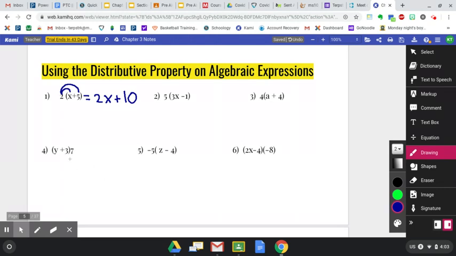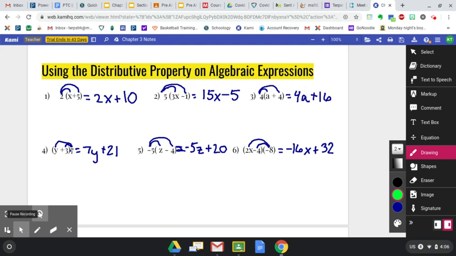Now, looking down at number 4, notice that the number comes afterwards. It's the same thing. It's a multiplication problem. So I can take 7 times the y and get 7y. And I can take 7 times positive 3 and get a positive 21. So my answer would be 7y plus 21. Take a minute, pause the video here, and see if you can answer the other 4 examples. All right, let's see how you did.